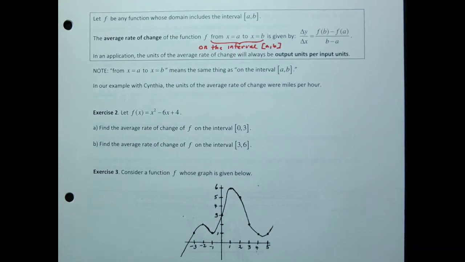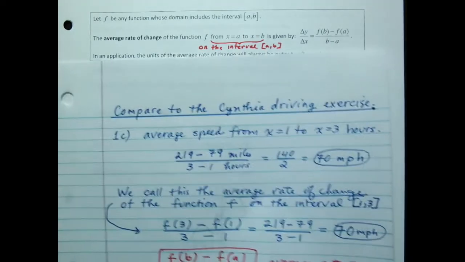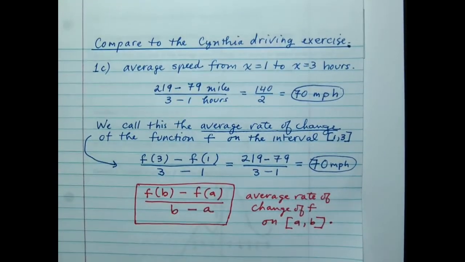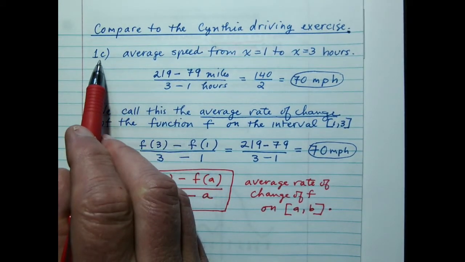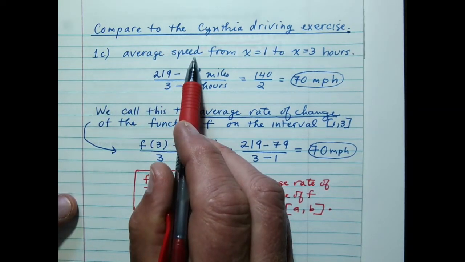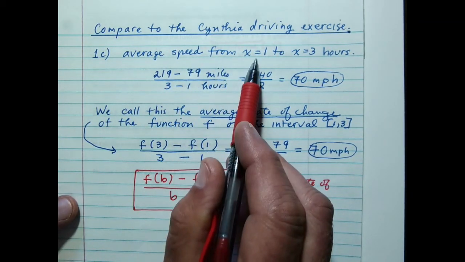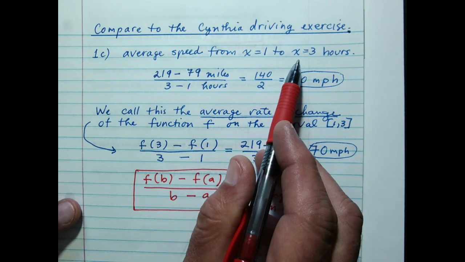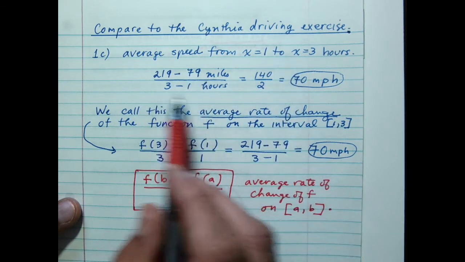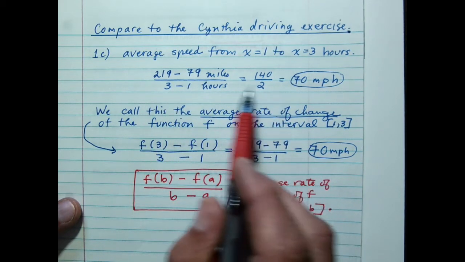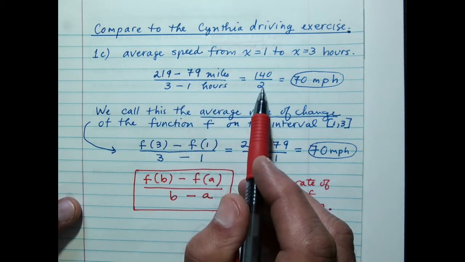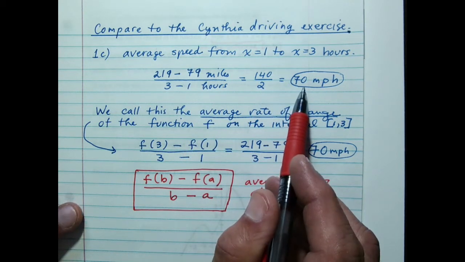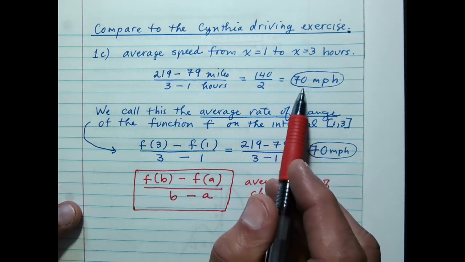And I just want to make one more comparison to that Cynthia example that we went on about. I'm going to pull just part 1c off of that, where we calculated the average speed from x equals 1 to x equals 3 hours. And this is the same calculation we went through where we took a difference of miles over a difference of hours and then divided, and we got 70 miles per hour for her average speed.